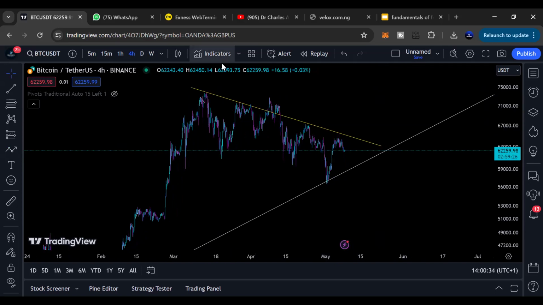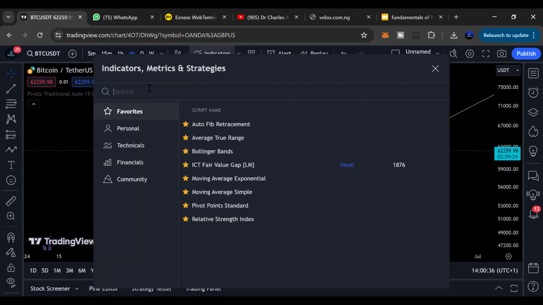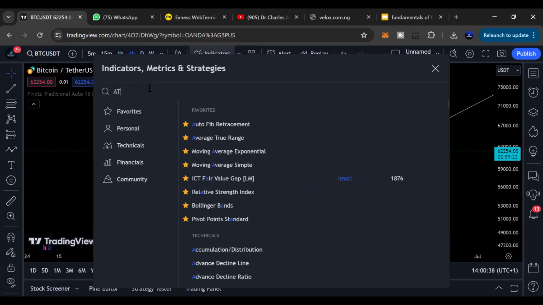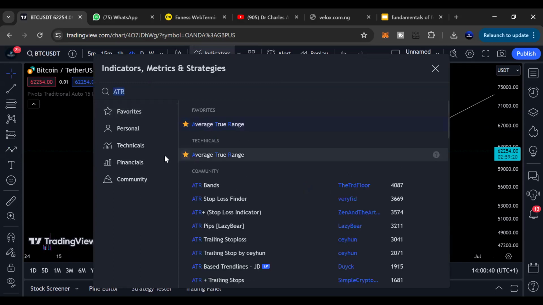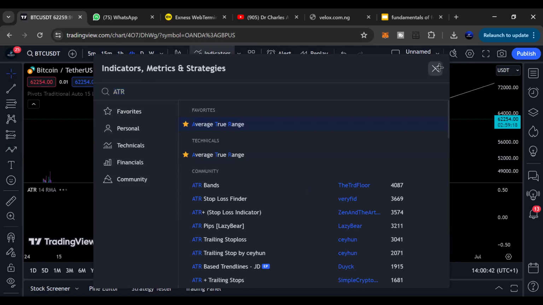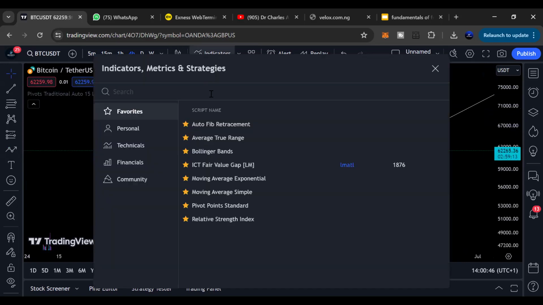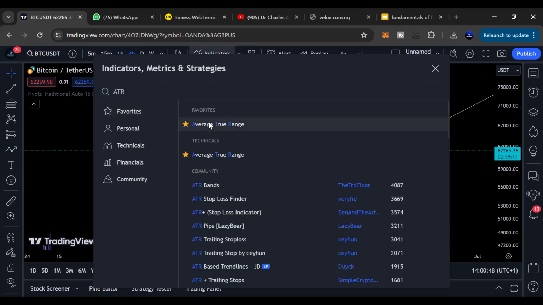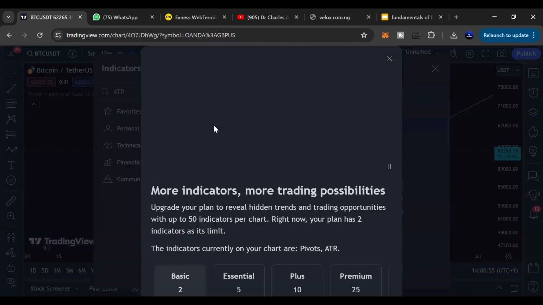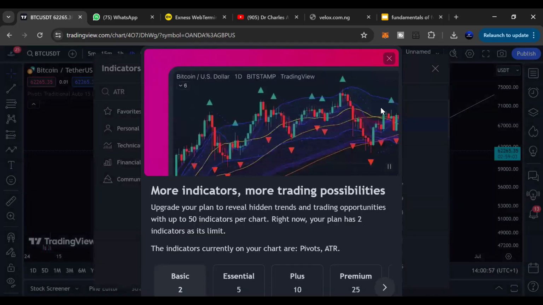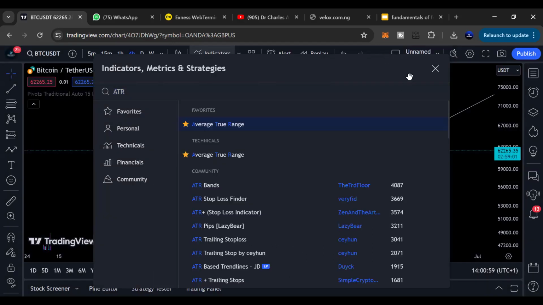So you go to your indicators. These are the indicators we have here. Then just type ATR, average true range. Okay, we've selected it. Once you click on it, it's going to show you. Okay, it didn't show. Let's go back again. ATR, average true range. So select it. Once you do that, it's going to show on your screen to indicate that you have actually chosen it.